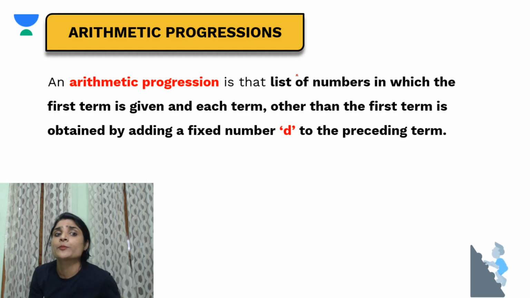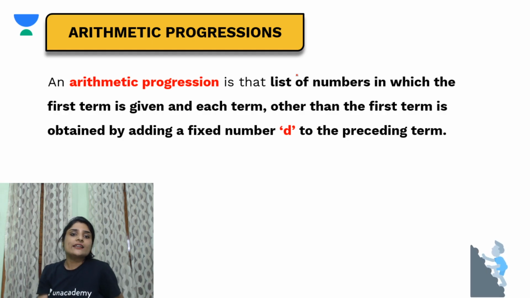What is an arithmetic progression? Let's start. An arithmetic progression is a list of numbers in which the first term is given and each term other than the first term is obtained by adding a fixed number d to the preceding term. That means if you add one fixed number to the first term, you will get the second term. When you add d to the second term, you will get the third term.